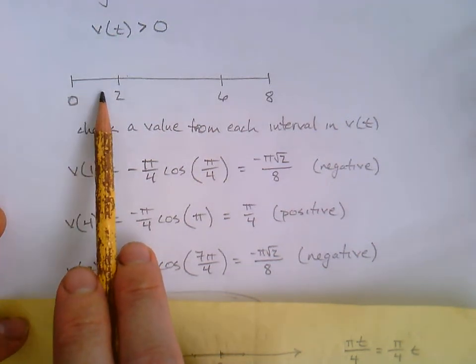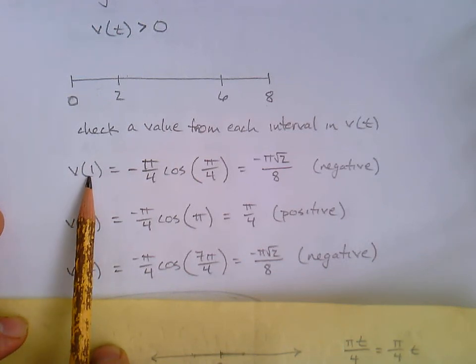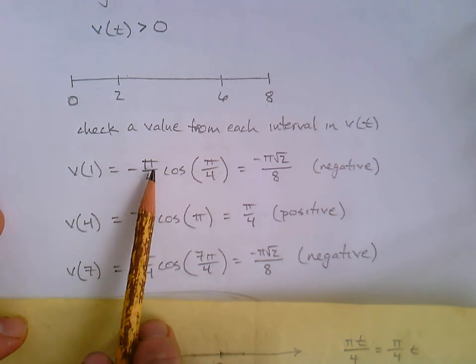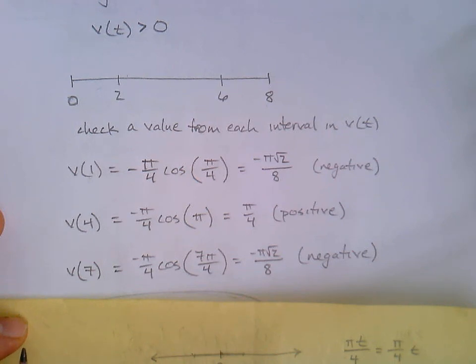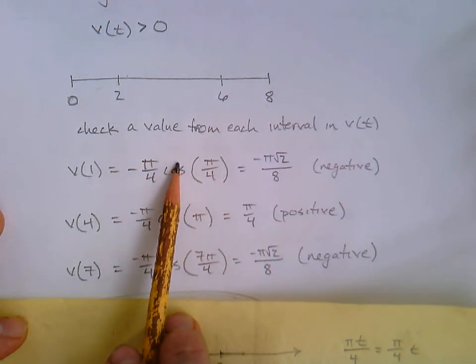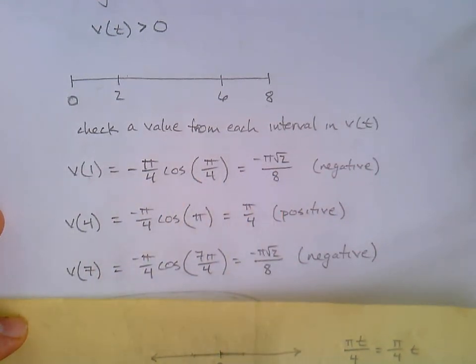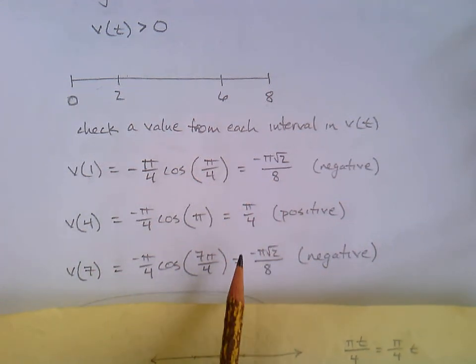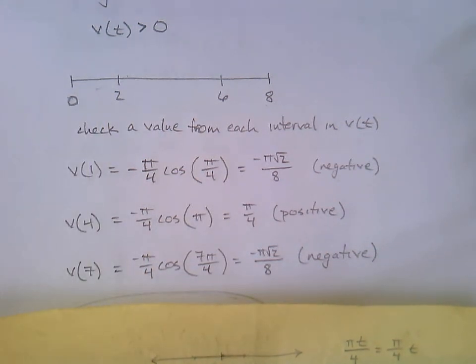Let's start with that first interval. We need to pick something between 0 and 2. Well, a good choice would be 1. What's happening at 1 second? If we plug that into velocity, negative pi over 4 cosine, it'd be pi times 1 over 4. Okay. This is root 2 over 2, so that makes the whole thing negative pi root 2 over 8. Now the thing is, we're really not concerned about the number, just is it positive or negative. This one turned out to be negative, so we know for that interval, the velocity is negative.